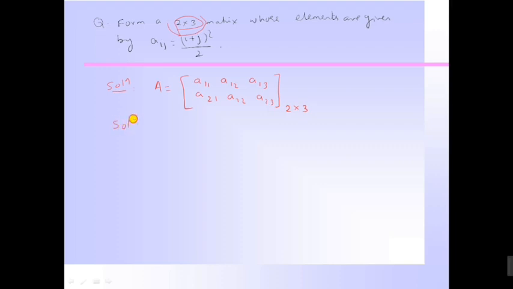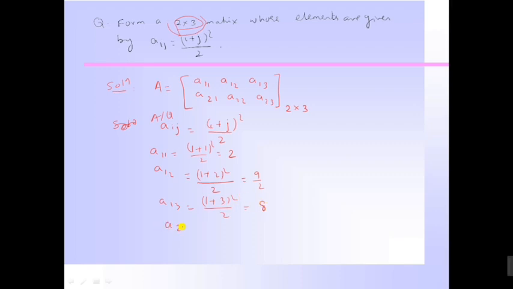Now let us find Aij. According to the question, Aij is equal to ((i plus j) divided by 2), its whole square, that is, (i plus j) whole square divided by 2. If I use it, then A11 will be (1 plus 1) whole square, that is 2 square, 4 by 2, which is 2. Again A12, where i is 1 and j is 2, is 9 by 2. Then A13 is nothing but (1 plus 3) whole square divided by 2, which is 1 plus 3 is 4, 16, 16 divided by 2, which is 8.